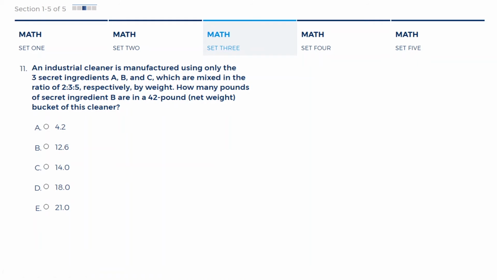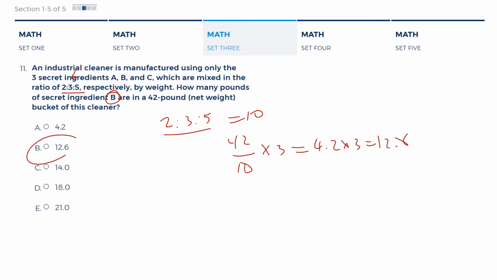Next, an industrial cleaner. Okay, I love these, they for most look so difficult. The mixtures. All right, so 2 plus 3 plus 5 is 10, right? So 42 over 10, and we're looking for B, so that's 3. So multiply by 3, so that's 4.2 multiplied by 3, that's 12.6, B.